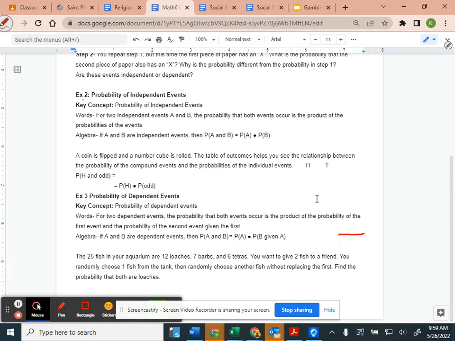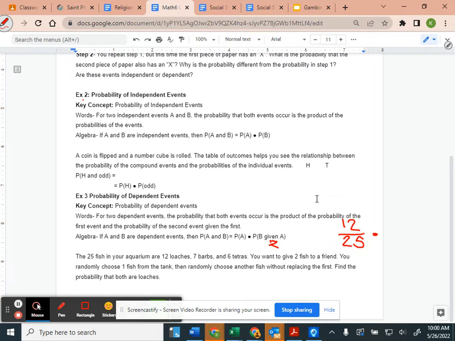So how many loaches are in the tank? 12. There's 12 loaches out of how many fish? 25. So the first one needs to be a loach. What are we going to multiply that by? What is the probability that our second one is going to be a loach? And how are those numbers affected by that first probability?